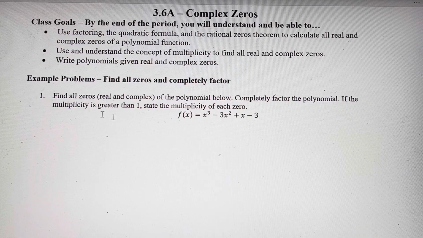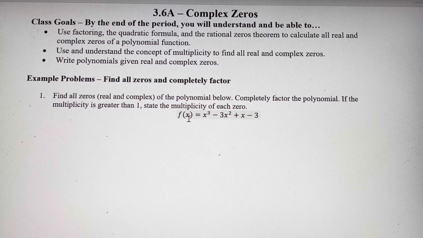All right, so in this video, we're going to find all real zeros and all complex zeros for a variety of polynomials, okay? We're going to use factoring, we're going to use the quadratic formula, we're going to use the rational zeros theorem to help us find all those zeros, okay? We're also going to use the concept of multiplicity to help us out, and we're going to completely factor the polynomials using all those topics or concepts I just talked about, okay?